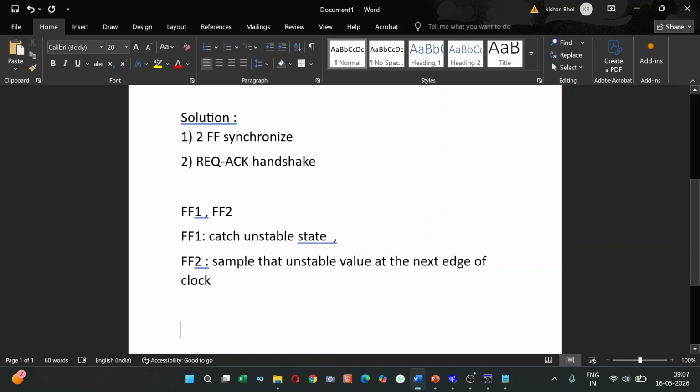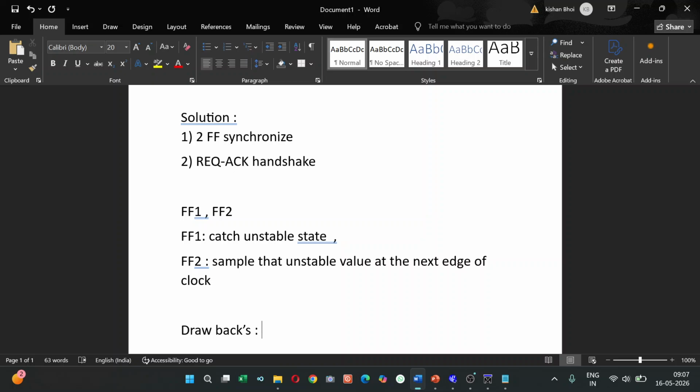Okay, another solution is the request handshake protocol. Before we go to that solution, first let us discuss the drawbacks of the two flip-flop synchronizer. The first drawback is pulse width degradation. In the pulse width degradation problem, if a fast clock domain sends a quick one-cycle data pulse, a slower clock domain might completely miss it. So in this problem, the first domain is fast and the second domain is slow, and data loss can happen in the hardware.